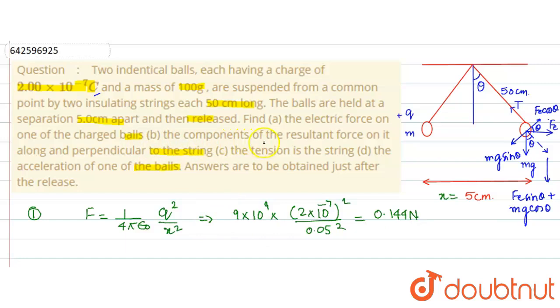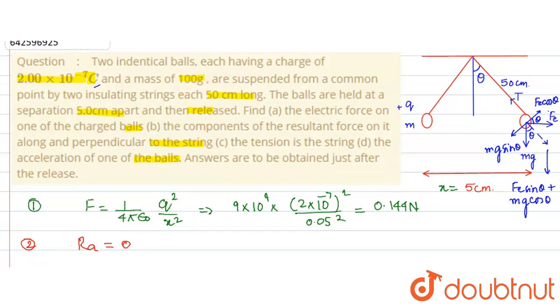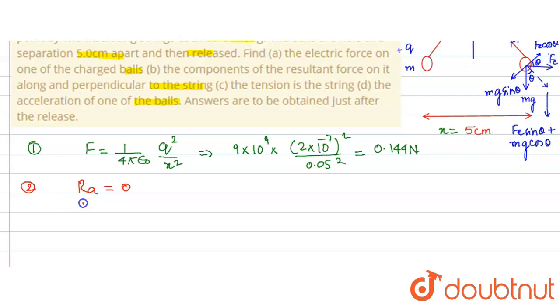Now let us do the next part. In the next part, we have to find the component of the resultant force on it along and perpendicular to the string. Very clearly we can see that along the string there is no motion, so the resultant of all the forces along the string is simply 0. Now let us find the resultant force perpendicular to the string. That will simply be the difference of these two forces: mg sin theta minus Fe cos theta.